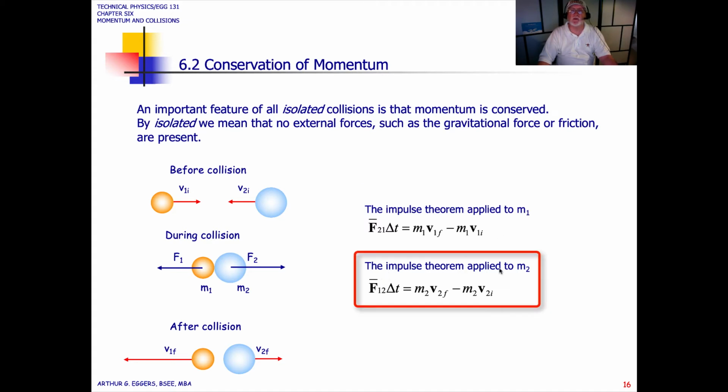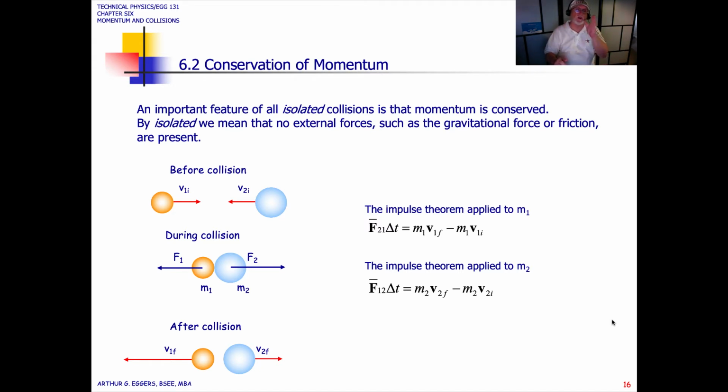Then if we look at the impulse theorem applied to mass 2, we look at the average force 1 on 2, again over the interval of the impact, and the same relationships, mass 2, velocity 2 final, minus mass 2, velocity 2 initial. So we're going to be seeing a lot of this where we have what happens before, what happens during, and what happens after to help us solve these types of problems. And what we create here is boundaries. So we create a boundary up to a point, and that helps us then set the data for the next phase and then for the next phase.